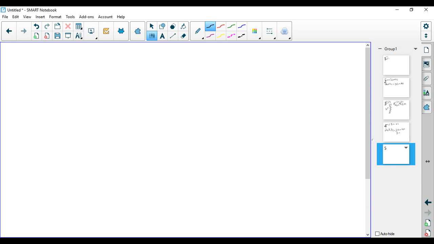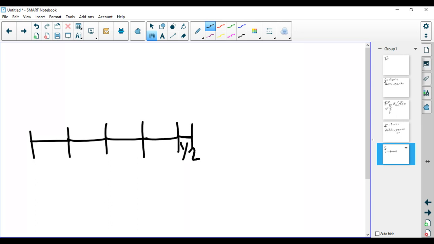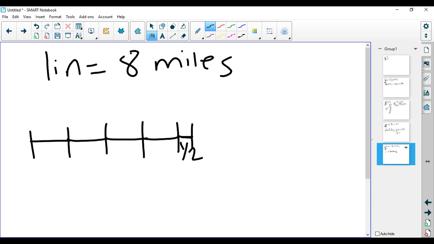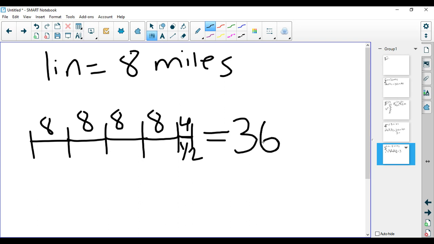I can also do halves. So if I say I draw 4.5 inches, each of these, again, 1 inch is equal to 8 miles. Each of these are going to be worth 8, but since this last one isn't a full inch, it's going to be worth half of the 8, so it's going to be worth 4. So 8 plus 8 plus 8 plus 4 plus 8 plus 4 equals 36.